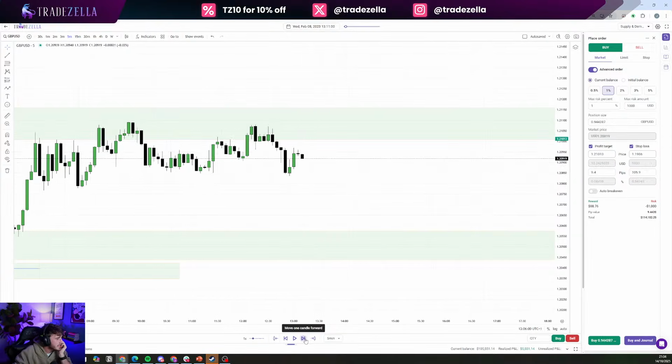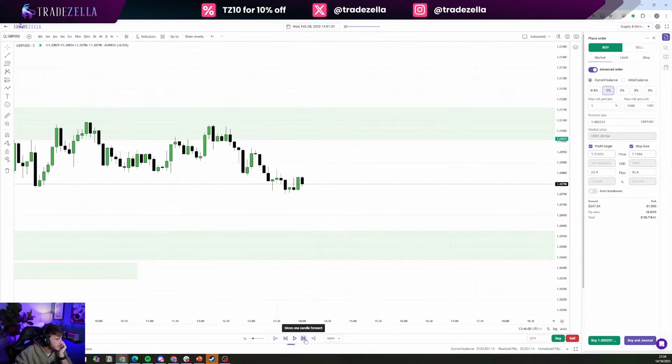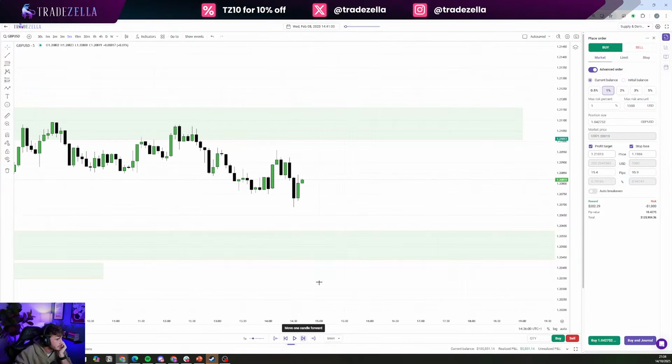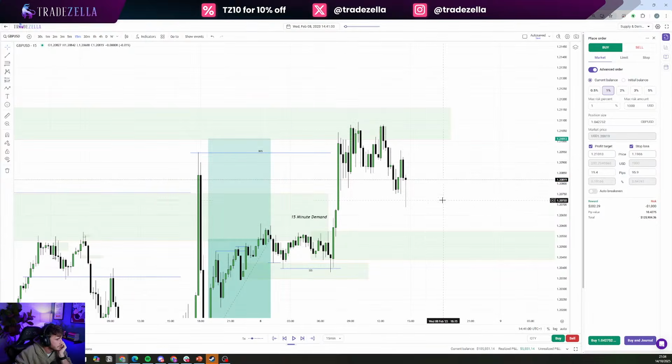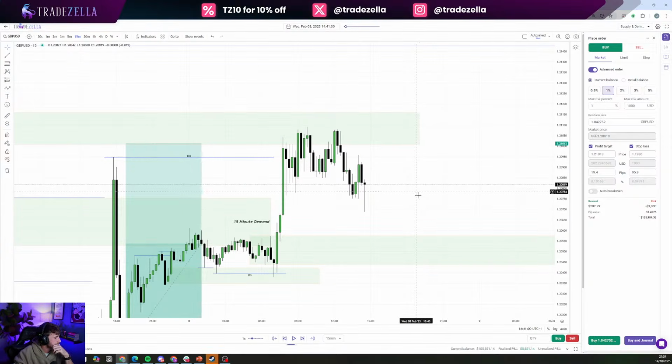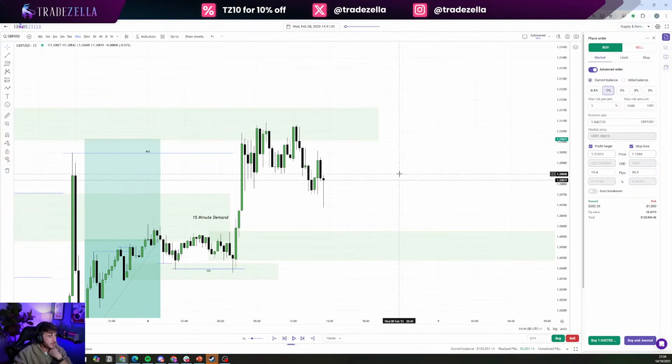Price trades around. As I say, all of this is noise. What do I mean by inducement? What I mean by inducement is early buyers and early sellers getting trapped.